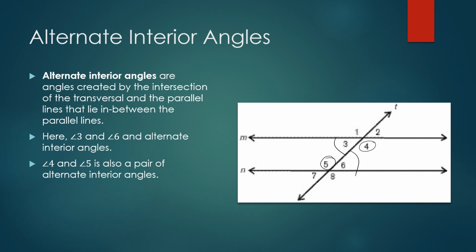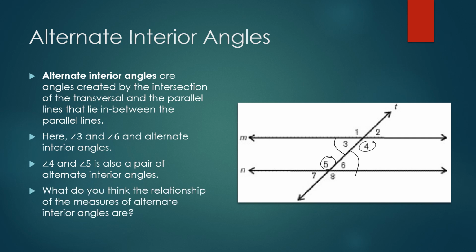Note that they are on opposite sides of the transversal and in between the parallel lines. So alternate means they're on opposite sides of the transversal. Interior means they're in between the parallel lines. What do you think the relationship of the measures of the alternate interior angles are? Again, this is a question we will ask and answer in class.